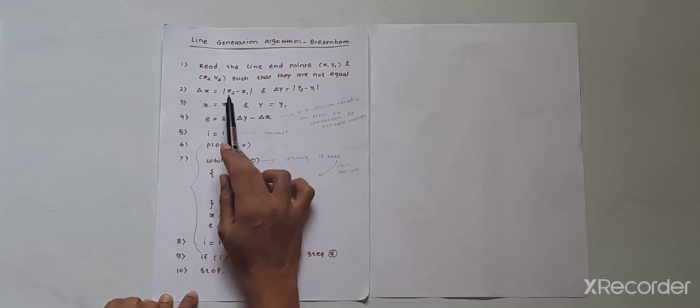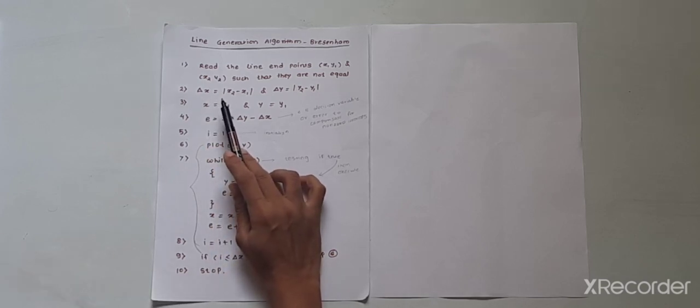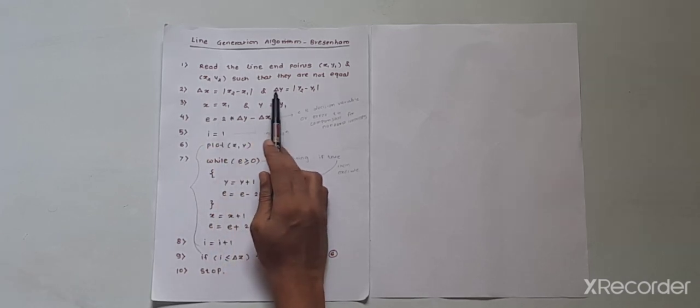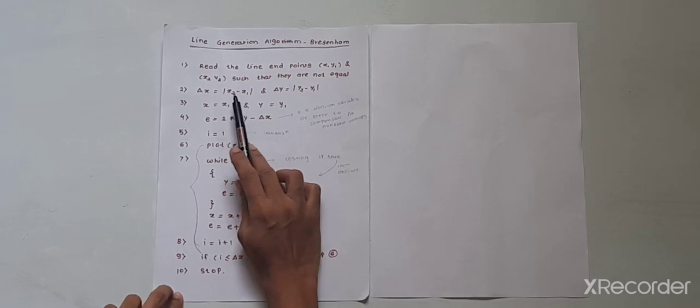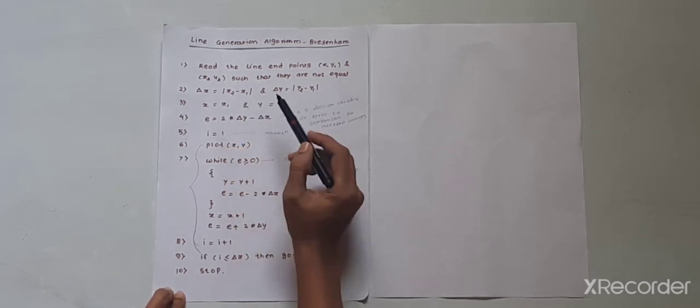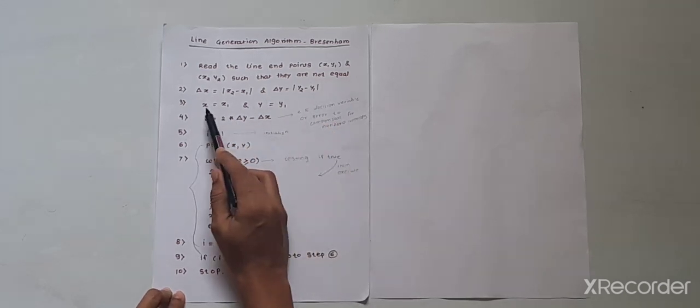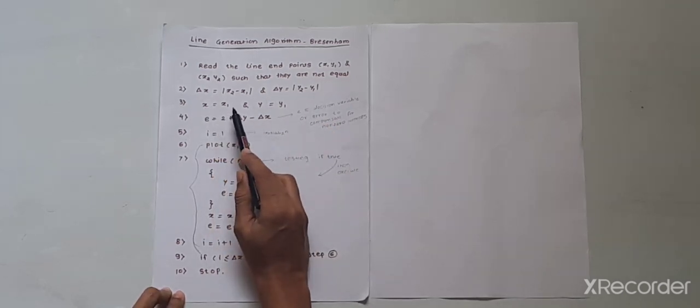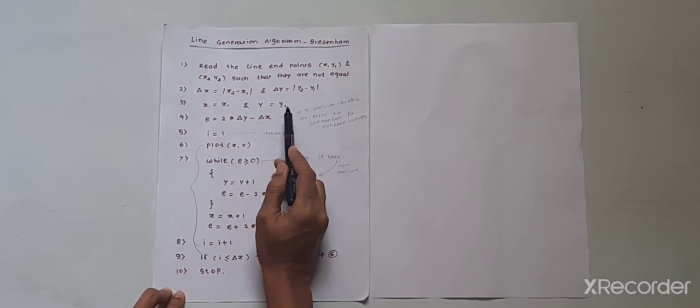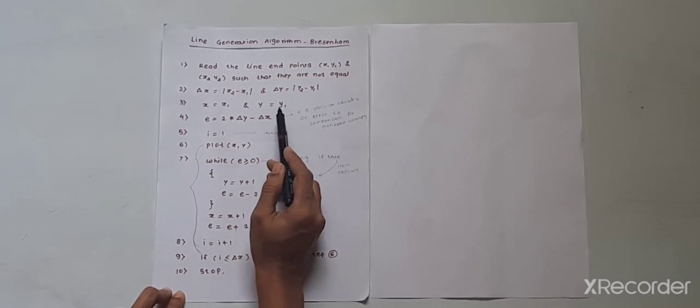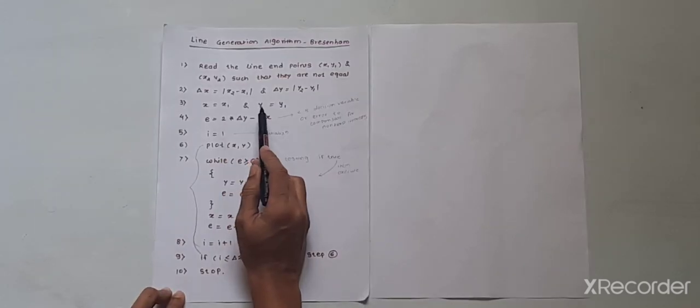Now the second step says the calculation of the value of delta x and delta y. So delta x is nothing but x2 minus x1. Similarly, delta y is equal to y2 minus y1. According to step number 3, x is equal to x1 and y is equal to y1. This is nothing but the initialization of our x and y values.